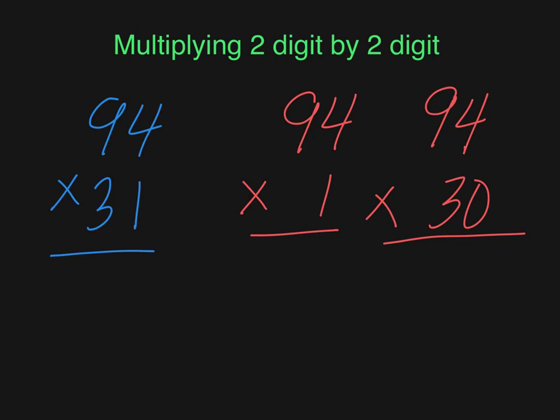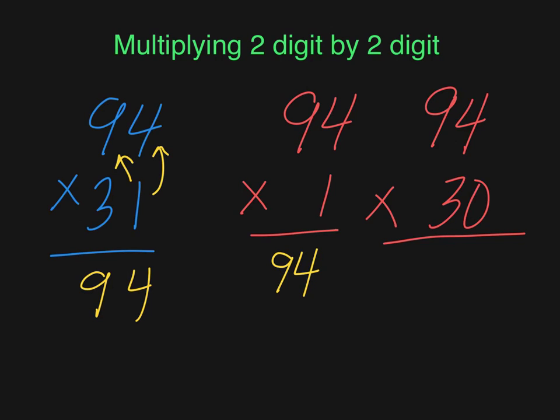Alright, so let's start here by doing 1 times 4. 1 times 4 is 4. And then we do 1 times 9, which is 9. And then, let me come over here in this problem, and we do exactly that. So you can see how the colors match up. Alright, now, I'll come over here and show you this.